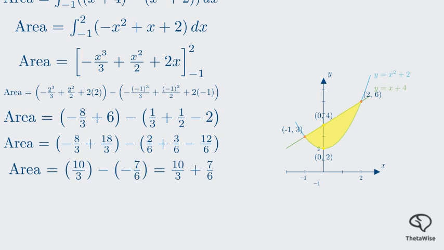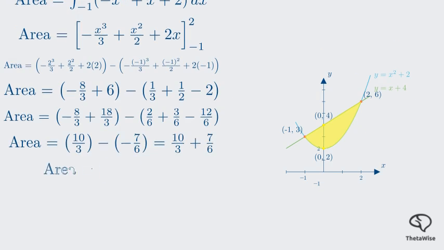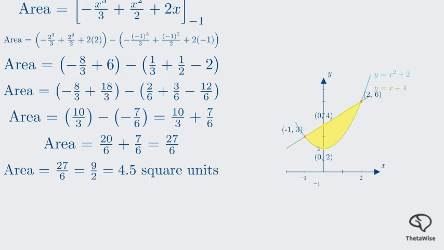To subtract these fractions, we need a common denominator of 6. 10 over 3 is the same as 20 over 6. So we have 20 over 6 minus 13 over 6, which equals 7 over 6. The area is 7 over 6 square units.